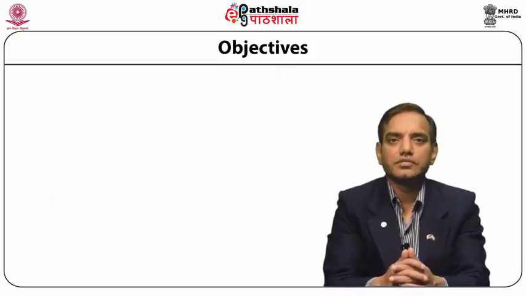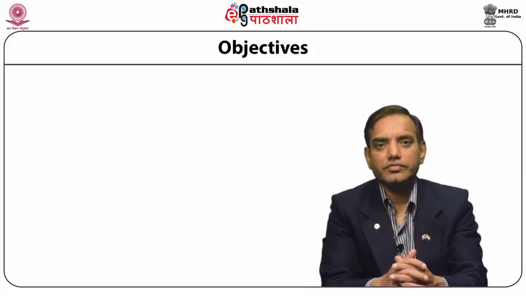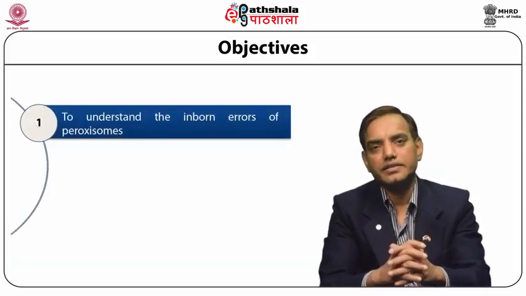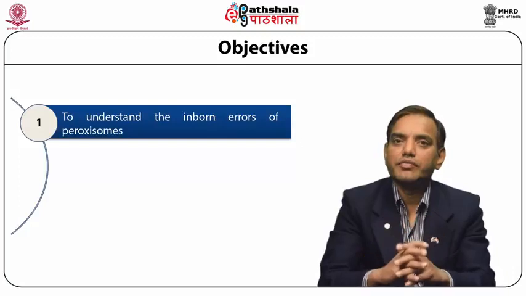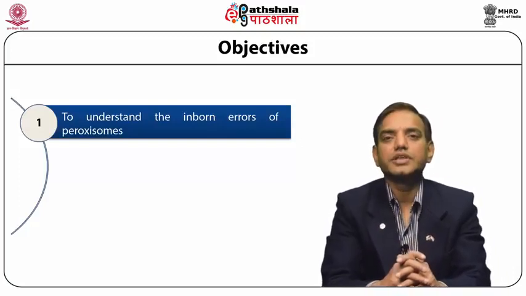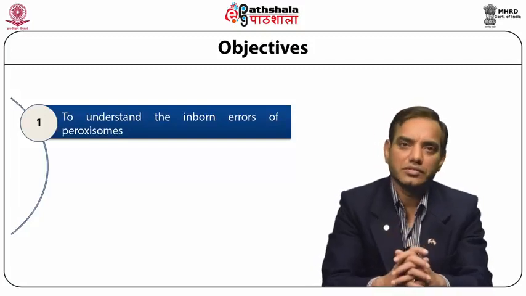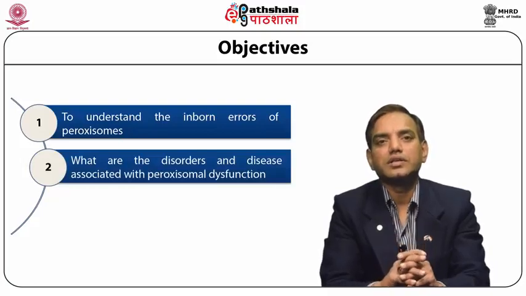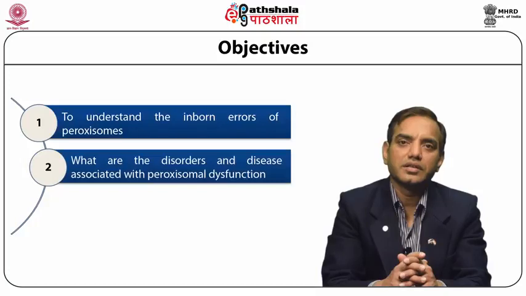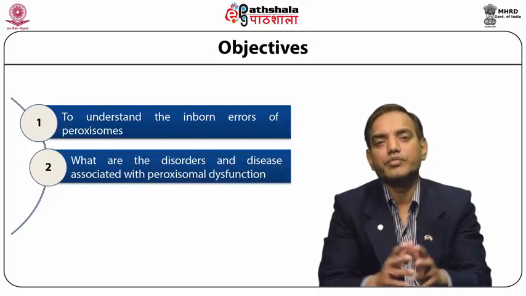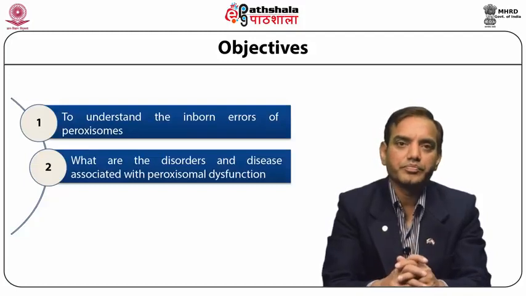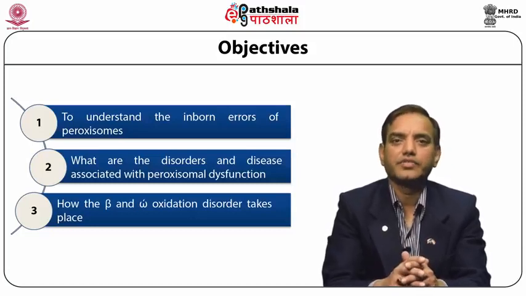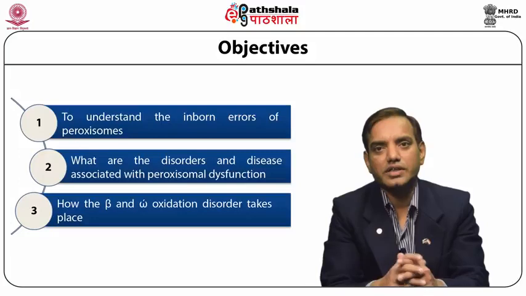The objectives that I am going to cover in this module is to understand the inborn errors of metabolism associated with the peroxisomes, what are the disorders and diseases linked with the peroxisomal dysfunctions, and how the beta as well as omega oxidation disorder takes place.